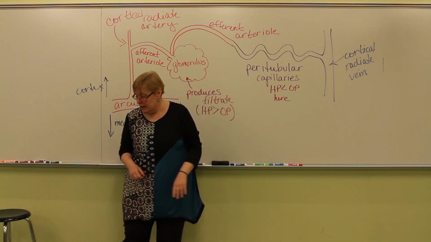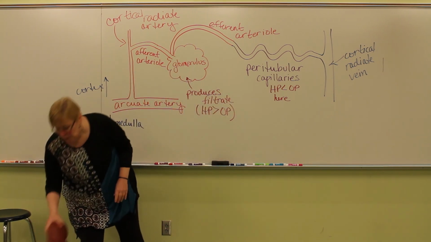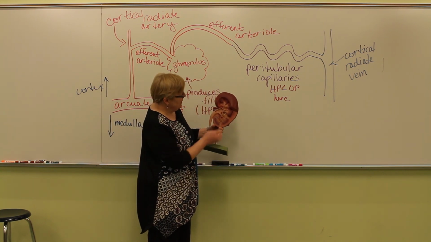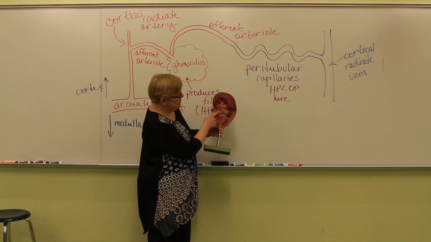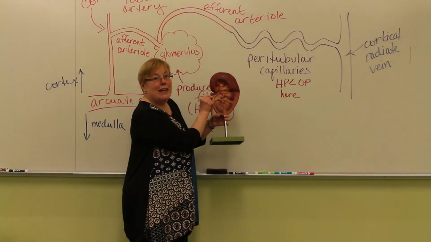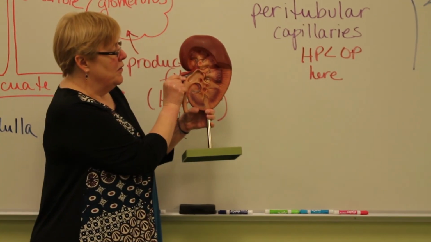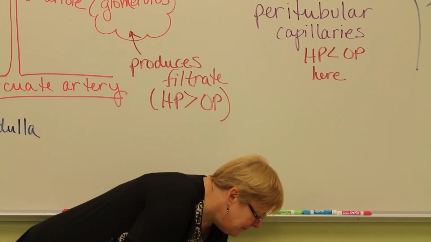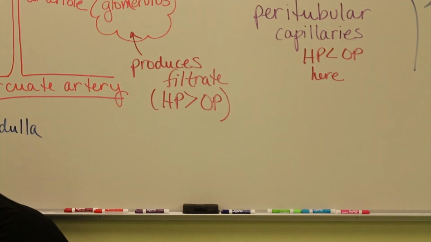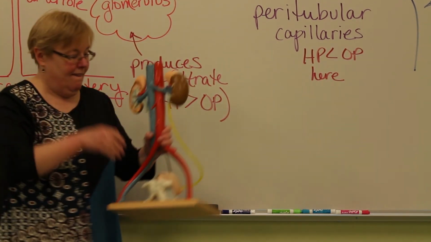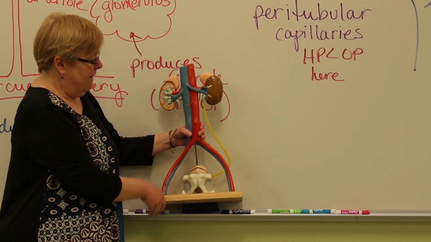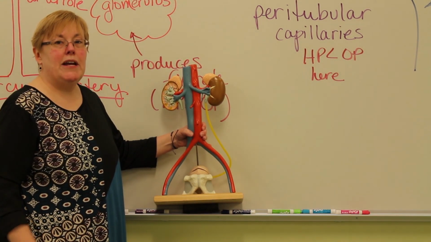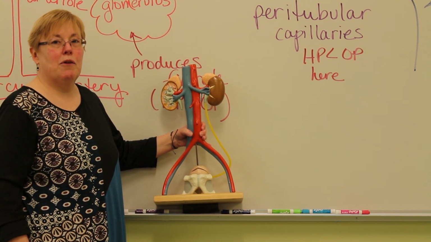From the cortical radiate vein, we're going to have a series of veins that is ultimately going to direct blood back to the renal vein. The renal vein is going to attach to the inferior vena cava, and the inferior vena cava is connected to the right atrium, and that completes our circulation.